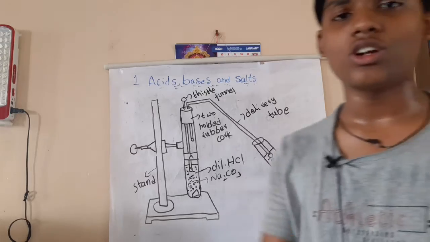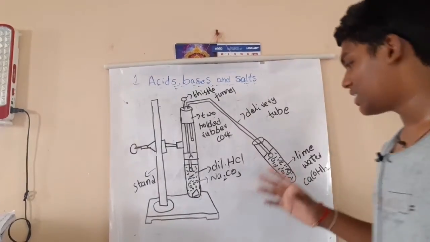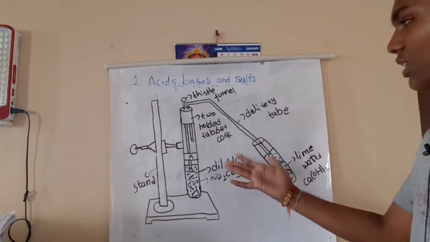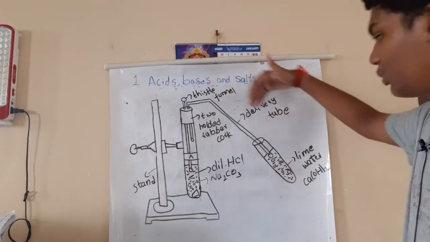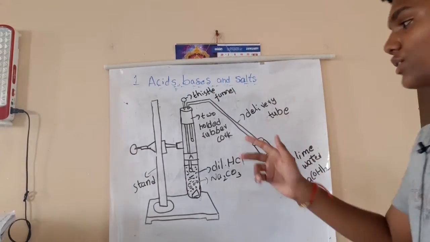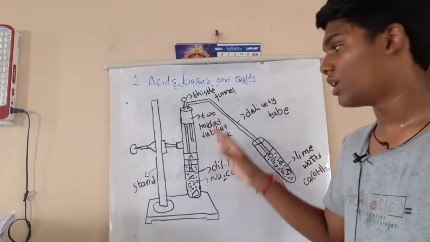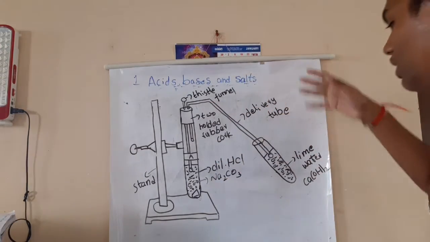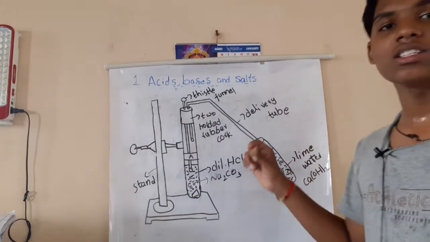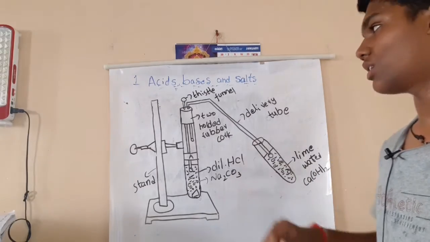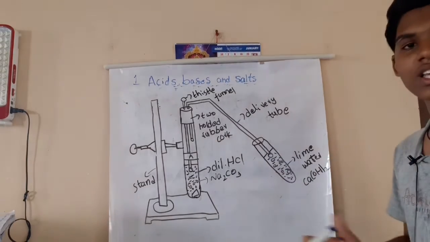Now write the equation of this. After the CO2 gas which is released passes through the delivery tube to the lime water, the CO2 gas released in this test tube passes through the delivery tube and reacts with this lime water, and this lime water becomes milky color.